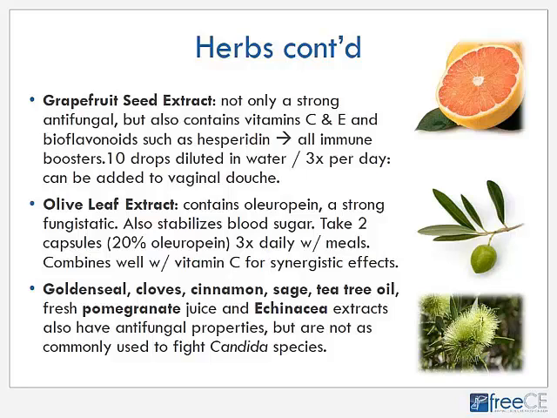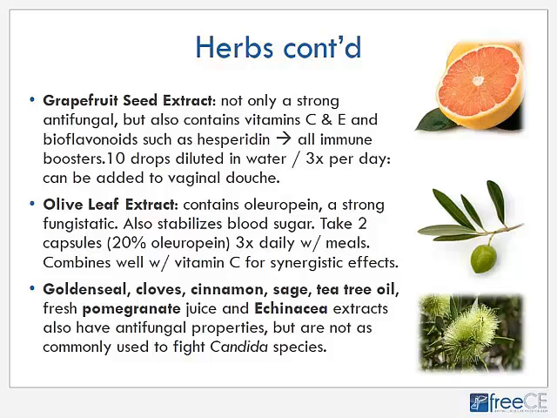Olive leaf extract contains oleuropein, a strong fungistatic, which disrupts the fungal cycle, doesn't kill the fungus directly. Also stabilizes blood sugar, which can be an important factor in Candida. Take 2 capsules that are at least 20% oleuropein 3 times daily with meals, and it combines well with vitamin C for synergistic effects.